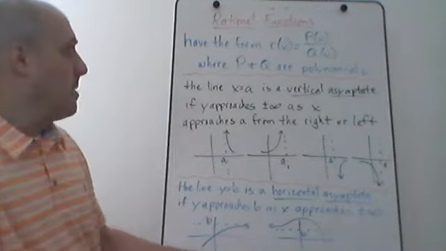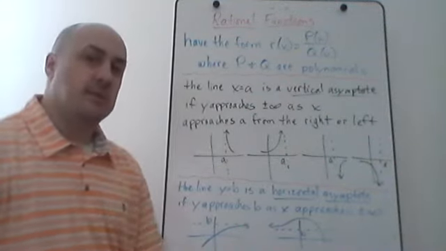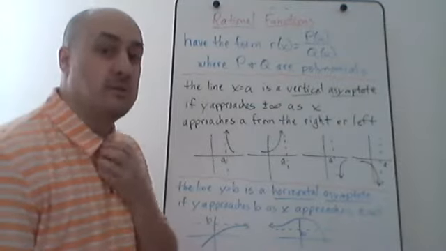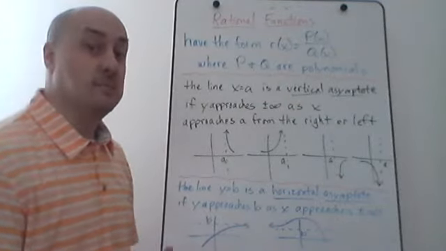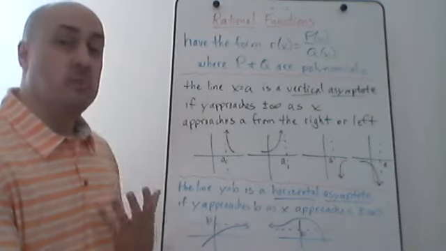Alright, here we're going to be talking about rational functions, basically the definition of a rational function and some of the features of the graph of a rational function, which is the asymptotes of the graph. Alright, so first off, the form of a rational function.